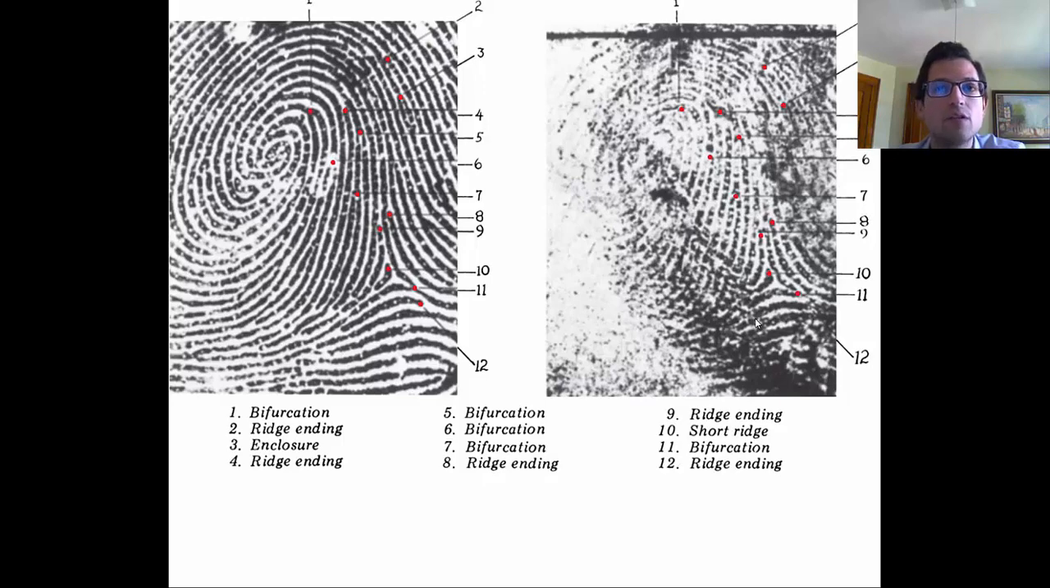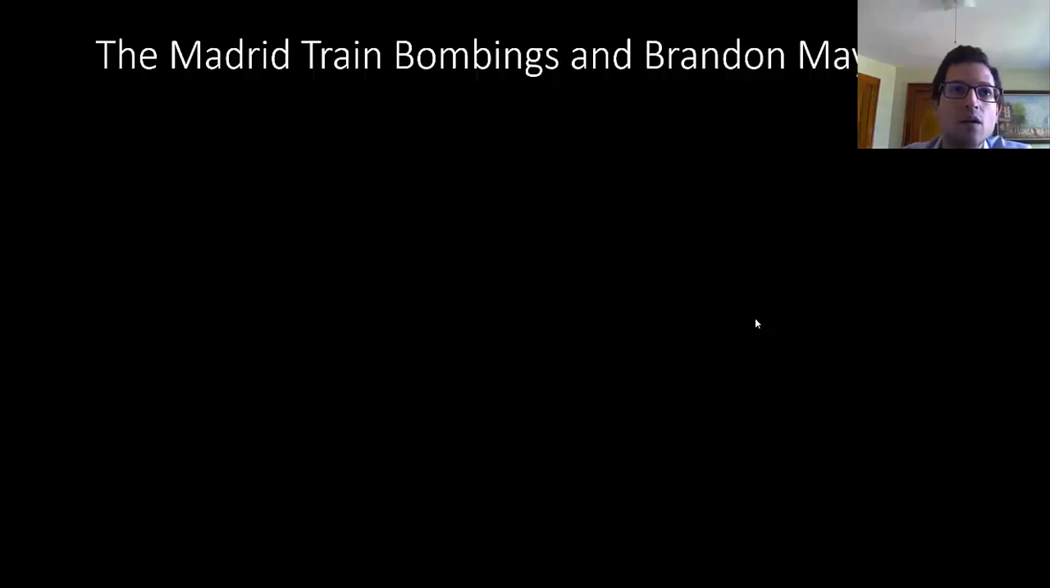So whoever this leftmost fingerprint belongs to, that person left this fingerprint on the right at the crime scene. It doesn't mean they did the crime. It just means that their fingerprint was there. So, I want to tell you a brief story about the Madrid train bombings and a man named Brendan Mayfield.